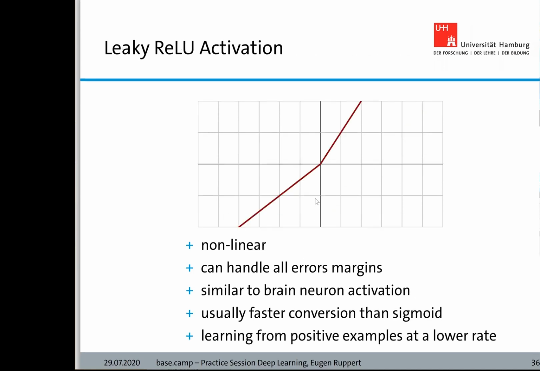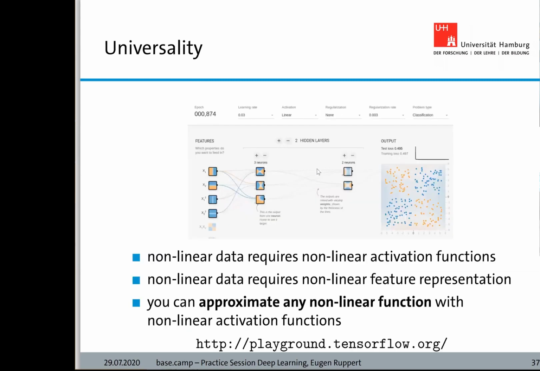And to handle this one, we can introduce this leaky ReLU function, which also can learn from the correct examples, but at a much lower rate. So you see that the inclination here is much lower than here. So it does still learn, but at a lower rate, and this is good.